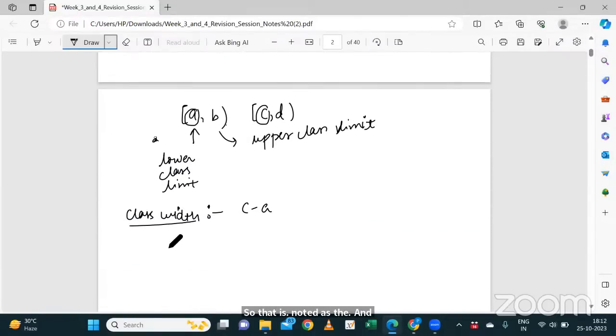And what about class mark? These are just terminology. Class mark is nothing but the average, the average of A lower plus B upper. That is just some terminology.